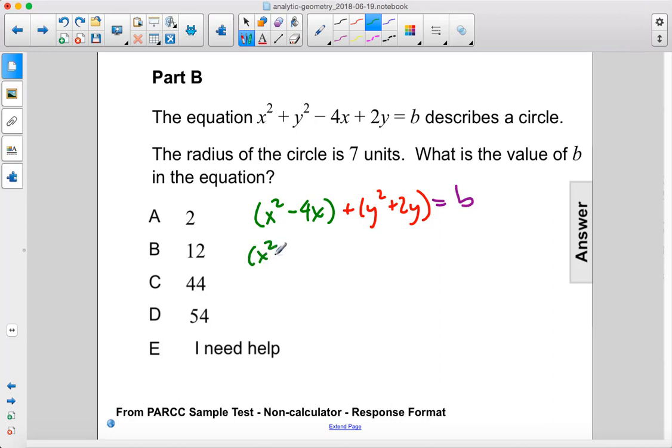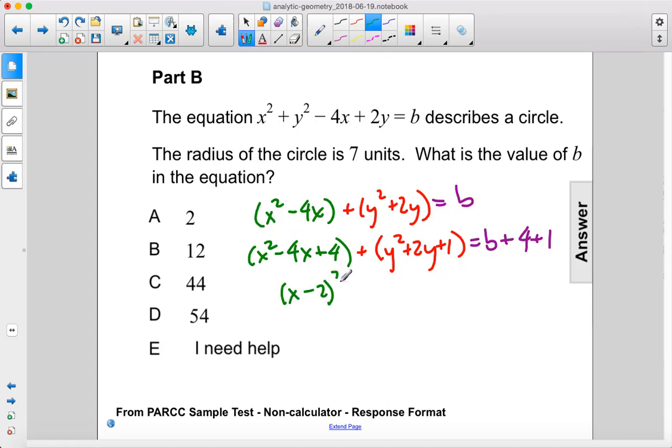So we have x squared minus 4x plus 4 divided by 2 is 2. 2 squared is 4. All right, we'll complete the square here. y squared plus 2y. 2 divided by 2 is 1. 1 squared is 1. So we have b plus 4 plus 1. So this becomes x minus 2 squared plus y plus 1 squared equals b plus 5. So we know that the radius of the circle is 7. So this would be radius squared equals b plus 5.